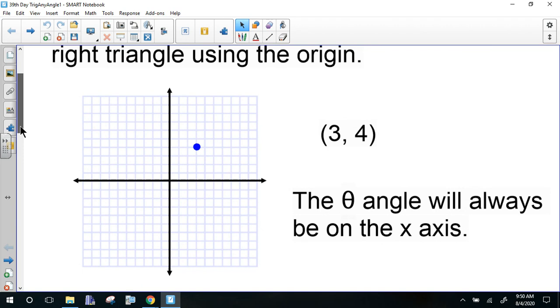So if I wanted to pick this point 3, 4 and make a right triangle with it, I'm going to start at the origin. And I could go that route. Okay. That way my angle theta is right here on the x-axis. So your angle always comes out of the origin.